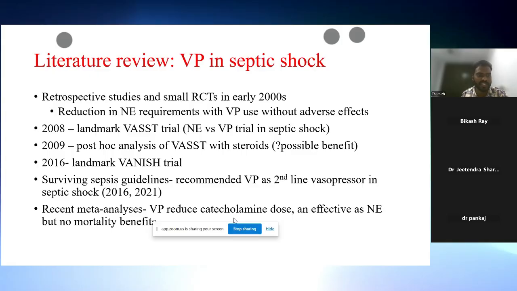So later in 2009, a post-hoc analysis of the trial was done, comparing it with steroids, where they found a possible benefit. So later, with this addition of steroid, comparison of norepinephrine and vasopressin was conducted in another large trial in 2016, which is called the VANISH trial. So based on the results of this trial, even the Surviving Sepsis guidelines recommended vasopressin as the second-line vasopressor in septic shock. So we have a recent meta-analysis also which suggests vasopressin reduces the catecholamine dose, and it also shows that it is as effective as norepinephrine, but without any mortality benefits.